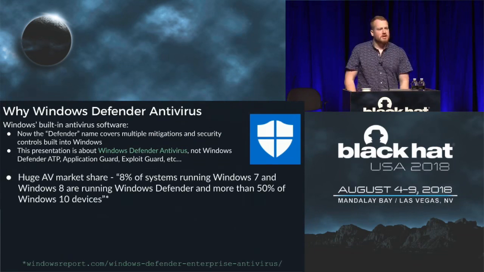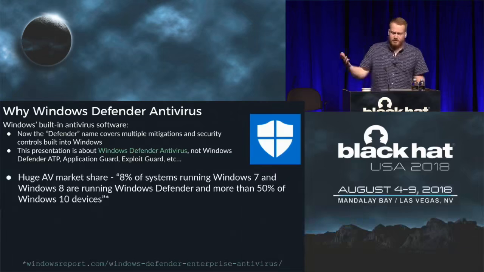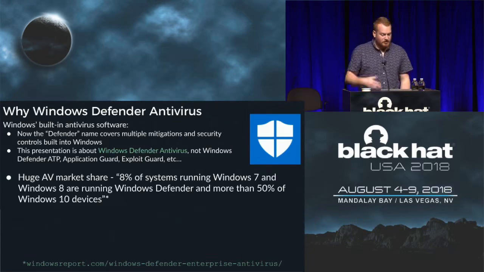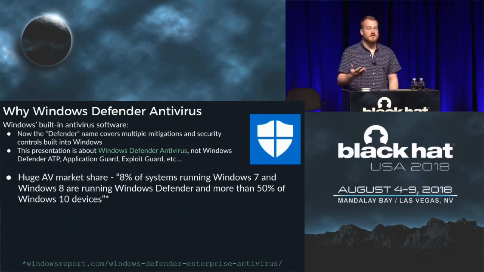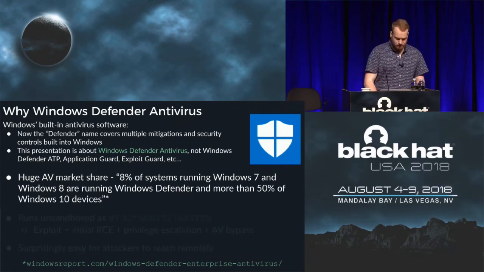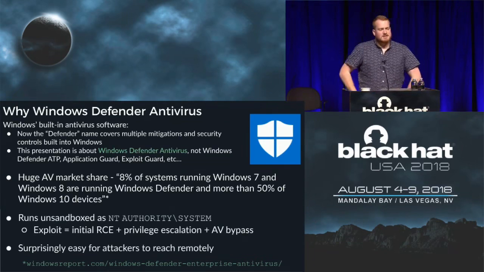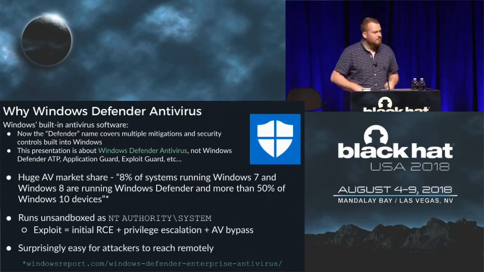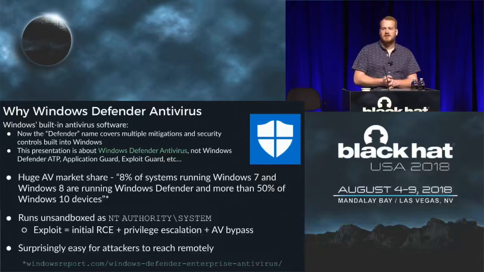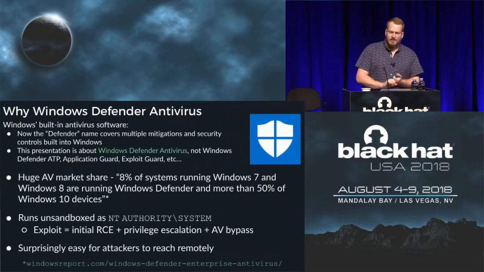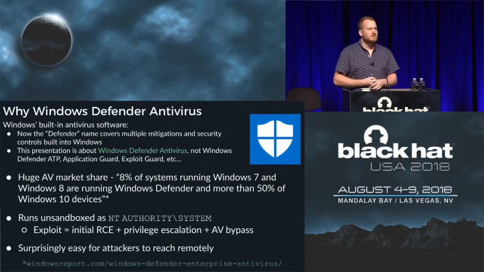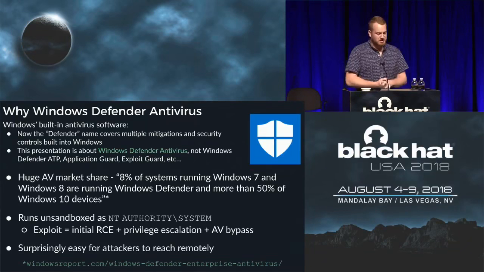Defender has a huge market share in the AV industry, 8% of Windows 7 systems, and more than 50% of Windows 10 devices. That's because it's my understanding that with Windows 10, Microsoft turned on Defender by default when you install the OS. Defender also runs unsandboxed as NT authority system, meaning that if you have an exploit for a vulnerability inside Defender, you'll get initial remote code execution. You'll also have a privesc up to system, and you'll have an AV bypass because you're running inside the AV, so it's not unlikely to flag itself doing anything malicious.